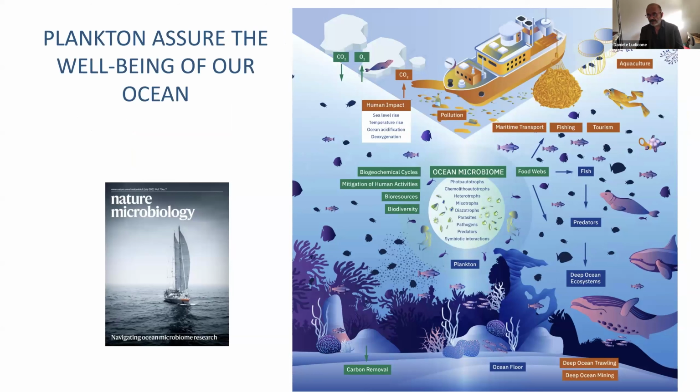One of them is that they are the base of the trophic food web. Small animals eat the plankton, the microbiome, and then they are eaten by bigger animals, etc. So basically, it's the base that feeds the entire trophic web in the ocean.